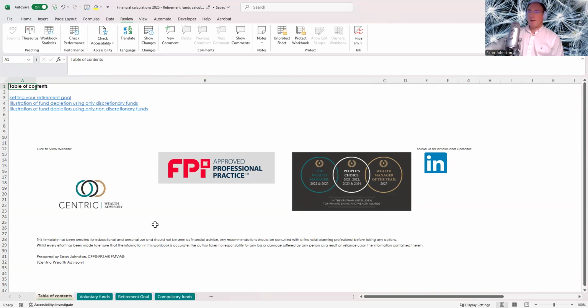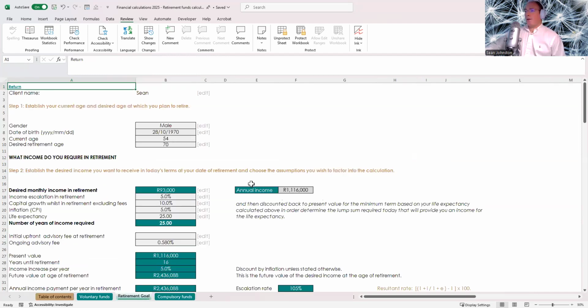And I, on the side, just make templates for educational purposes for those who would like to learn more about financial planning or are students studying towards their CFP designation and would like to get more practical experience using templates such as this. So the first thing I want to show you here is the goal.